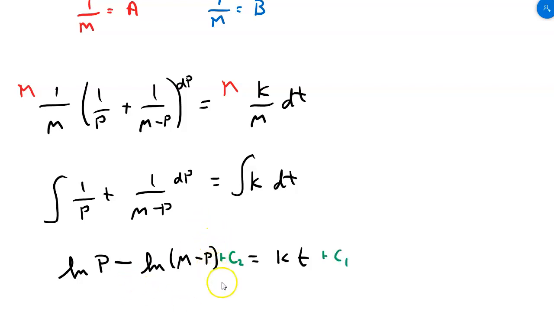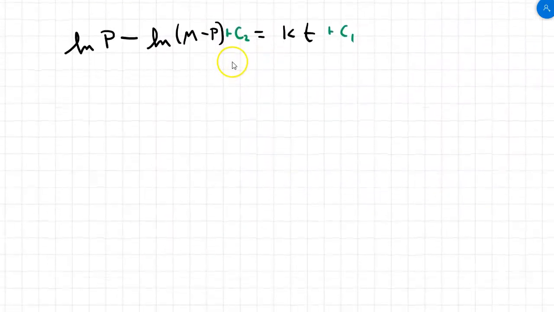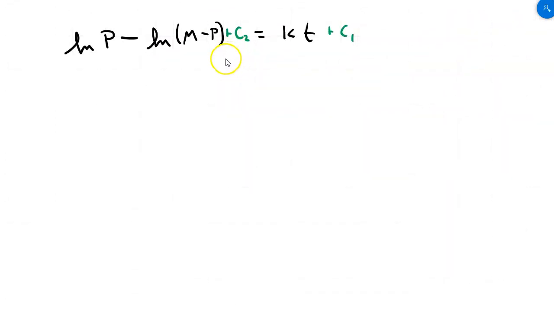But it really doesn't matter that I have two separate constants of integration. Why not move them all together to the same side? So I'm going to say I got the natural log of p minus the natural log of m minus p plus, now, here comes a little bit of hand-waving creativity. Suppose I take those two constants of integration and I subtract them, right? So I've got c sub 2 minus c sub 1.